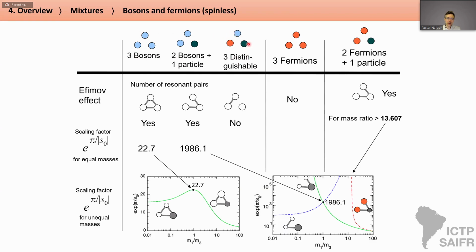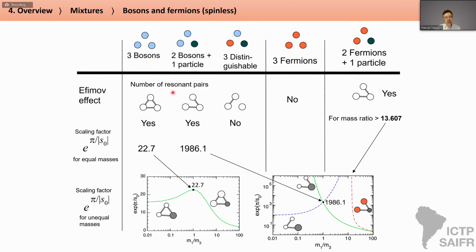For all these cases, we can consider the number of resonant pairs. That means, what is the interaction between these different pairs, and is it close to unitarity, close to two-body resonance? There can be three resonant pairs, or only two, or just one. When there are three resonant pairs, there is an Efimov effect. When there are two resonant pairs, there's also an Efimov effect. But when there's only one resonant pair, there's no Efimov effect.